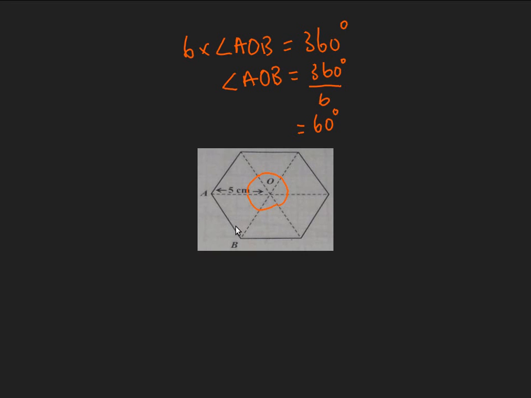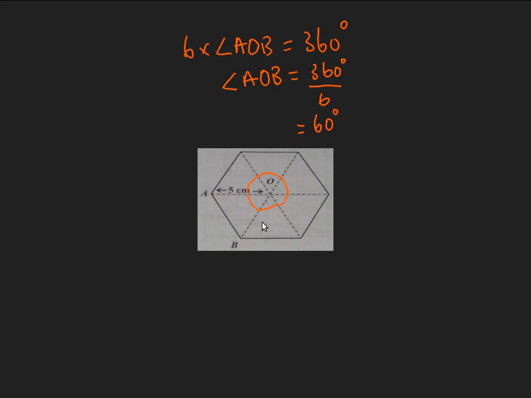Part 2 tells us to calculate to the nearest whole number the area of the hexagon. Now the area of the hexagon is the sum of the areas of the triangles. Since the triangles are congruent, that means the triangles have the same area. So if we can calculate the area of one of these triangles, then we can calculate the area of the hexagon by multiplying the area of the triangle by 6. So what is the area of the triangle and what formula do we use?